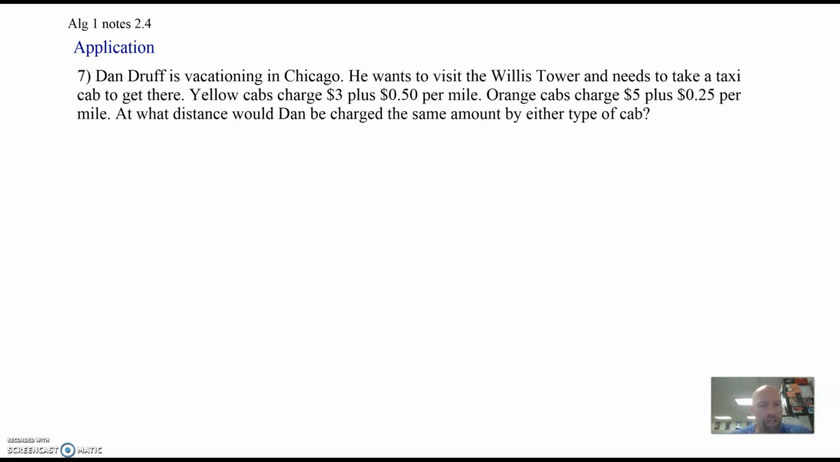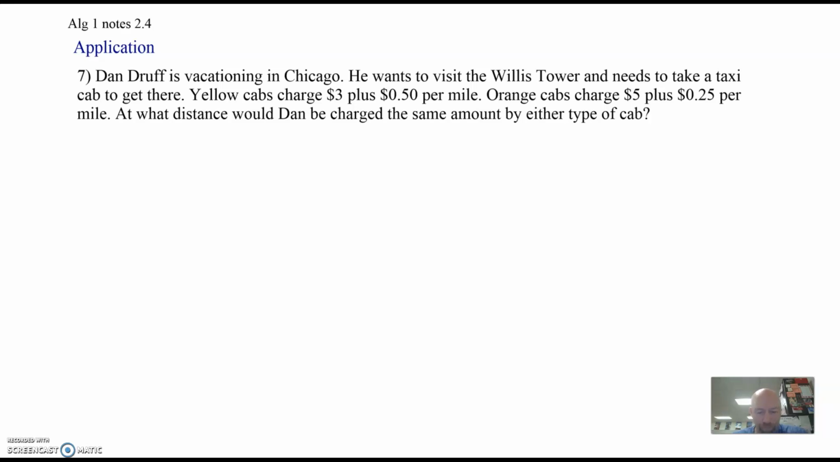Okay, Dan Druff is vacationing in Chicago. He wants to visit the Willis Tower and needs to take a taxi cab to get there. Yellow cabs charge $3 plus 50 cents per mile. Orange cabs charge $5 plus 25 cents per mile. At what distance would Dan be charged the same amount by either type of cab?